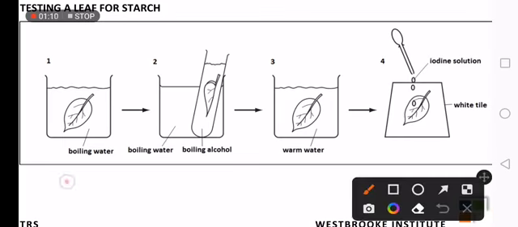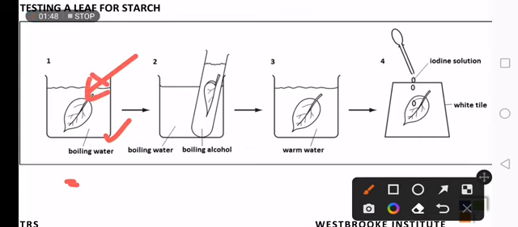Stage number 1, as you can see, this is boiling water and this is a green leaf. First stage, if you want to test a leaf for starch, first of all, put the leaf in boiling water. That is stage number 1. You put your leaf in boiling water, like this.